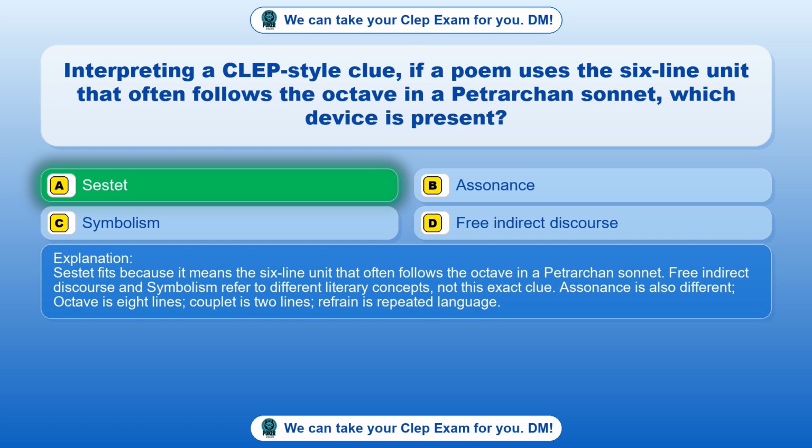Sestet fits because it means the six-line unit that often follows the octave in a Petrarchan sonnet. Free indirect discourse and symbolism refer to different literary concepts, not this exact clue. Assonance is also different, octave is 8 lines, couplet is 2 lines, refrain is repeated language.